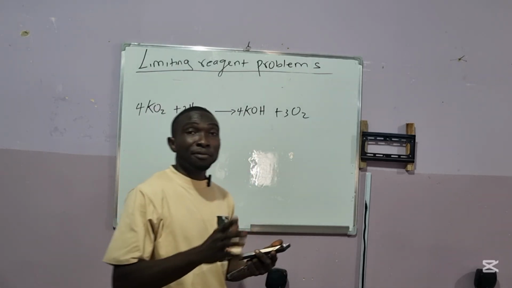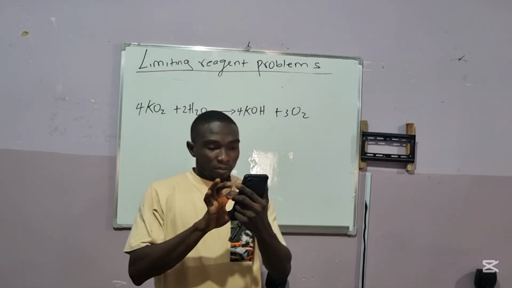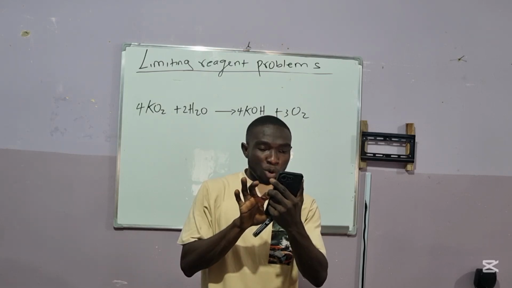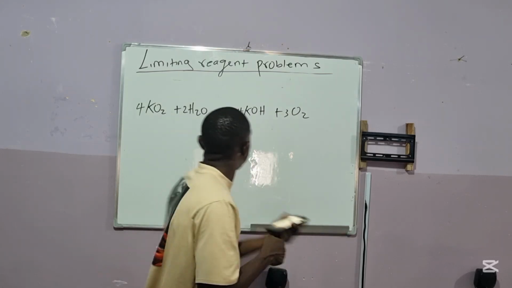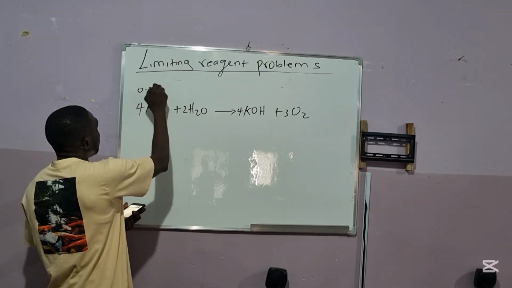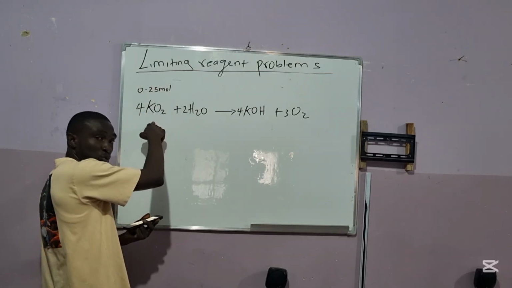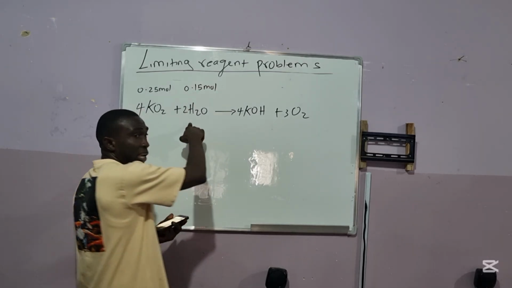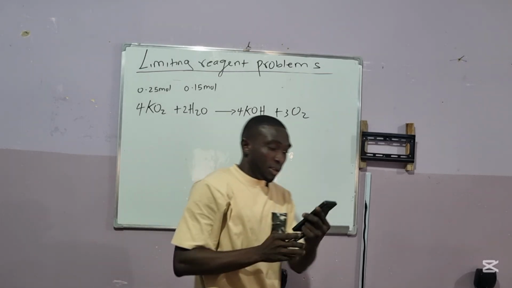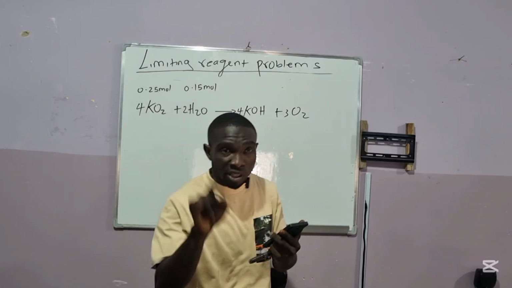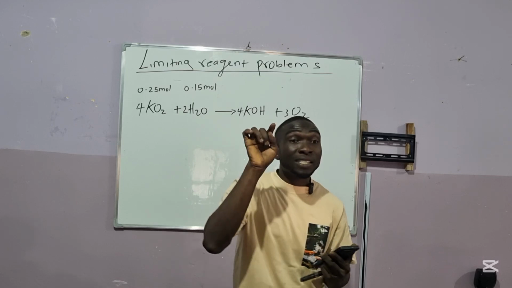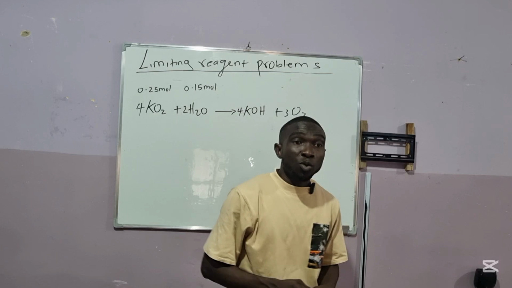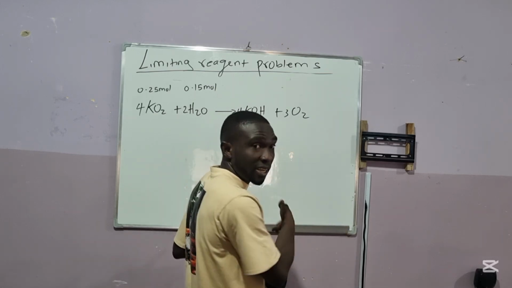All right. So this question, we have 6 parts here. The first part says, given 0.25 moles of KO2, so we are given 0.25 moles of KO2, and we are given 0.15 moles of what? H2O. Now the question says, what is the limiting reagent? Then the B part says, what is the excess reagent? Like we saw before, you can still apply the same principles right here.